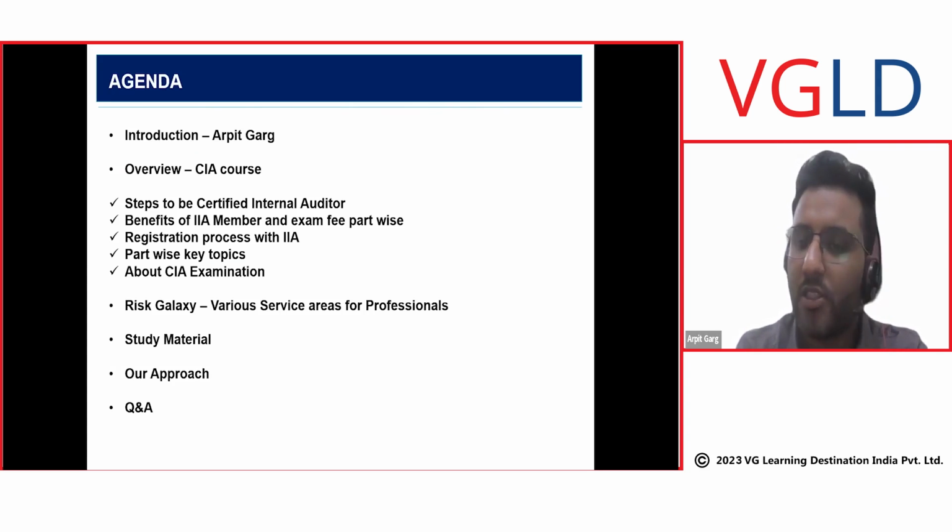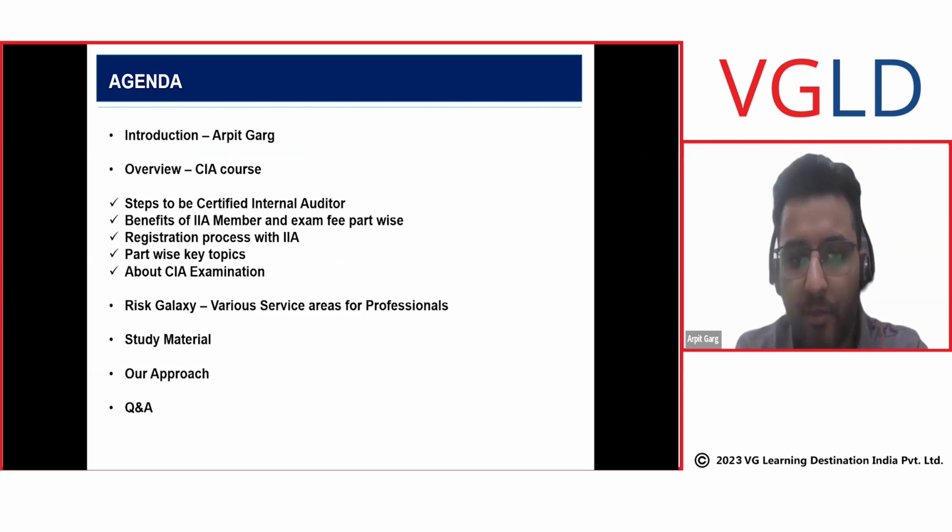I'll be talking about the steps towards the certification, what the benefits of being an IIA member are, and what the exam fee part-wise is that we need to pay. What is the registration process with IIA? What are the part-wise key topics that we cover, in order to understand the course structure? We'll talk about the CIA examination.